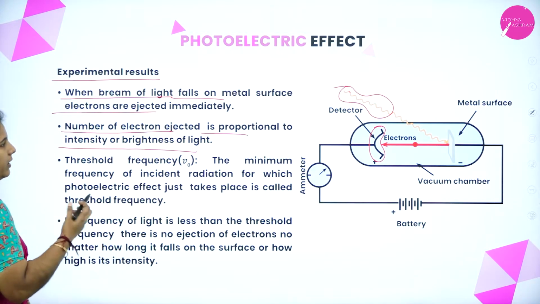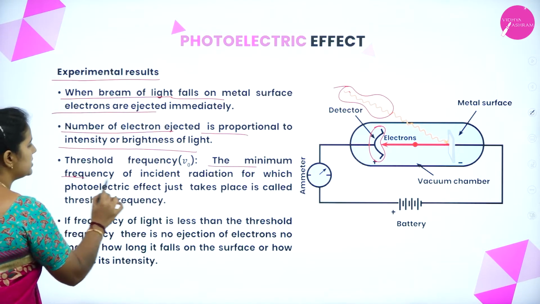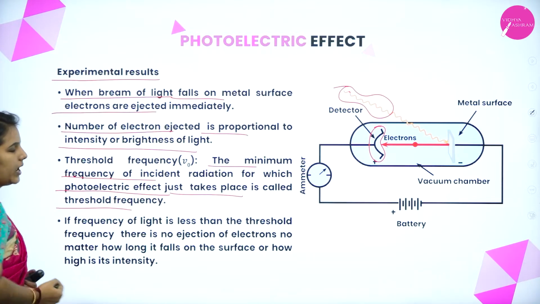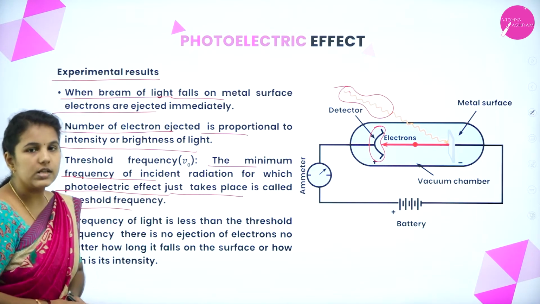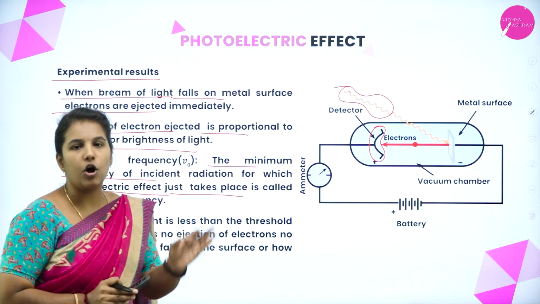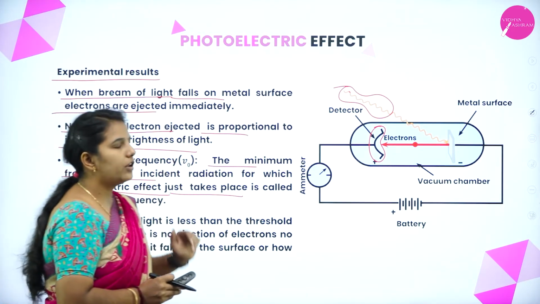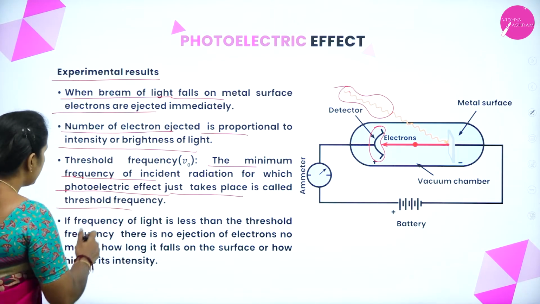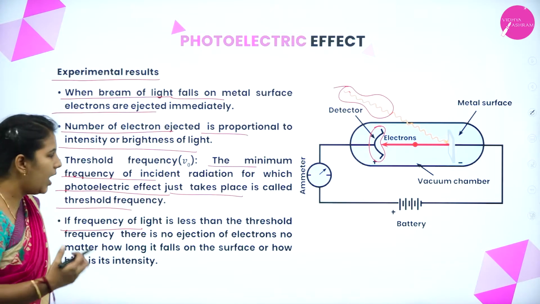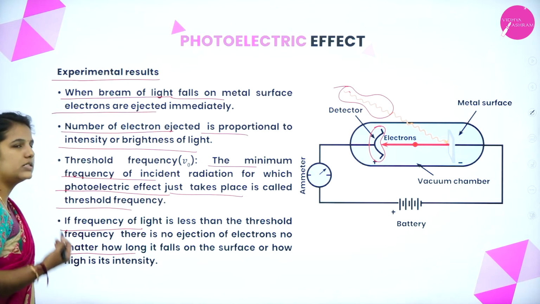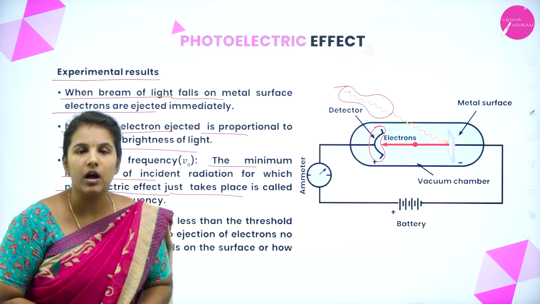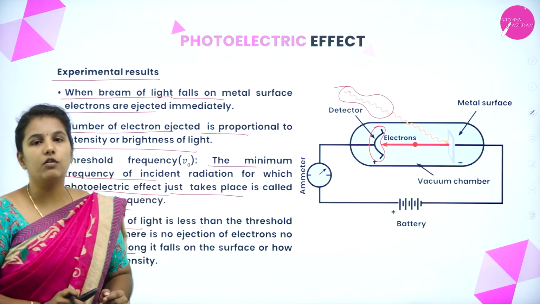In the third observation, he says that the minimum frequency of incident radiation for which the photoelectric effect just takes place is known as the threshold frequency. What is the threshold frequency? It is the minimum frequency required to eject the electron or to bring about the photoelectric effect. If the frequency of the light is lower than the threshold frequency, there will be no ejection of electrons no matter how long you pass the light on the metal surface. These are the four important observations made by Einstein in his photoelectric effect.